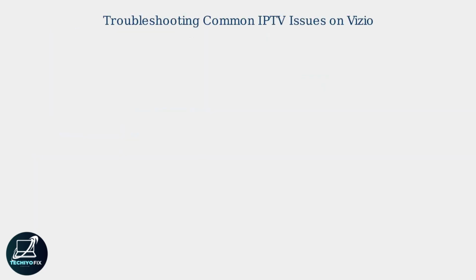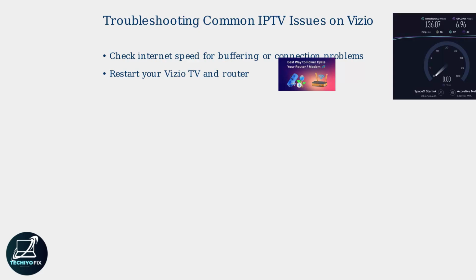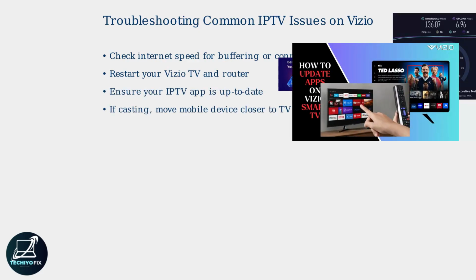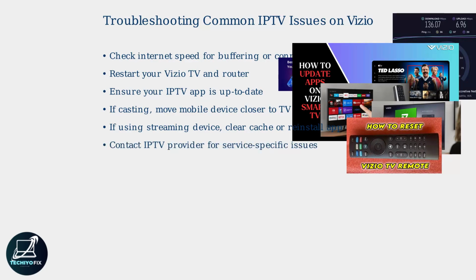If you encounter buffering or connection problems, first check your internet speed. Restart your Vizio TV and your router. Ensure your IPTV app is up to date. If casting, move your mobile device closer to the TV. If using a streaming device, try clearing the app's cache or reinstalling it. Contact your IPTV provider for service-specific issues.